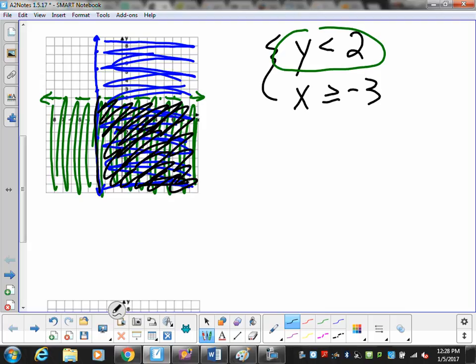So on the y-axis, you put 2. Okay, so from the green line up. Correct. And then to the left of the blue line is not included.